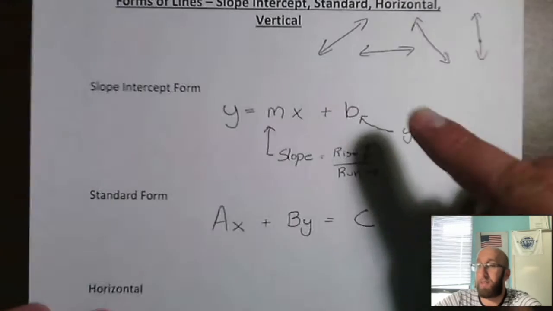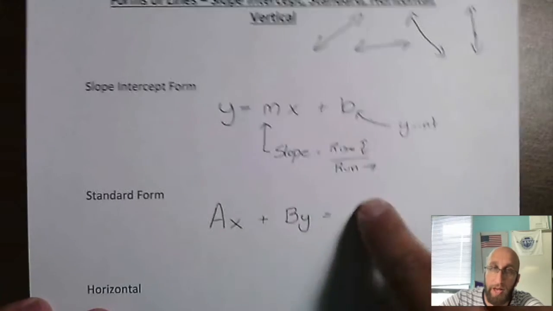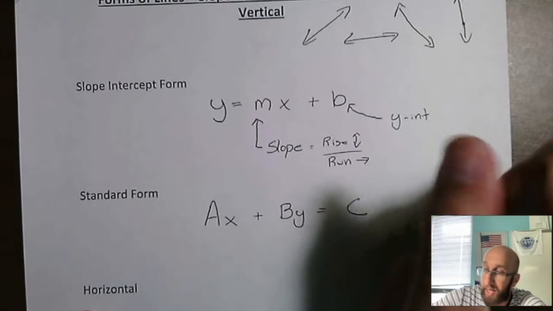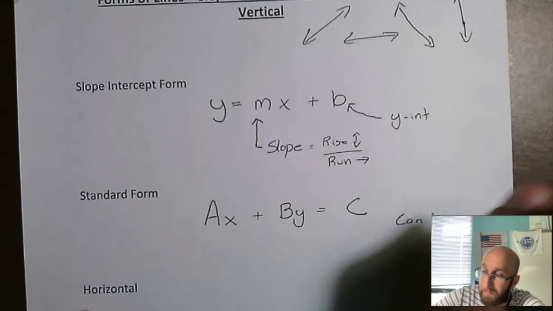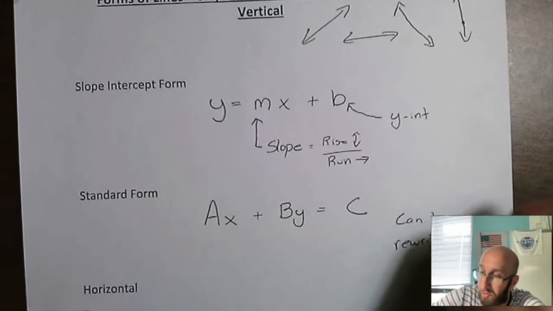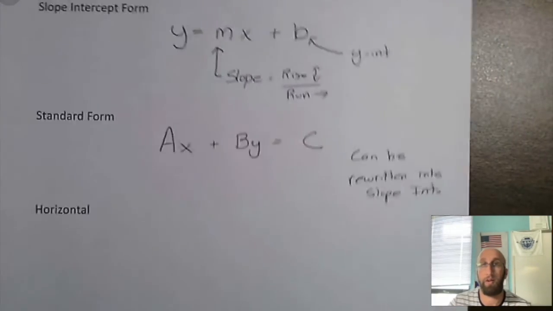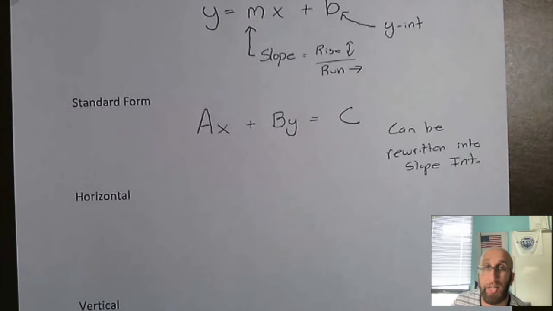What's neat about this is you can represent a line in slope-intercept form or in standard form. If you have it in standard form, it can be rewritten into slope-intercept form. We can change the way the equation looks, but it's still the exact same line.